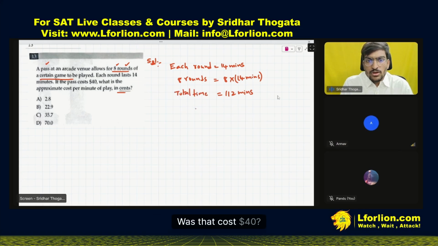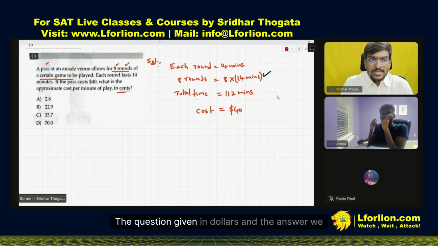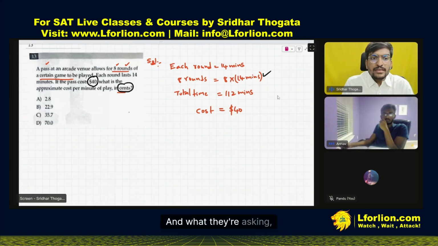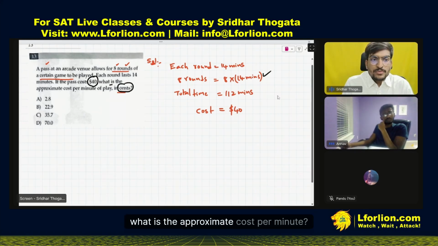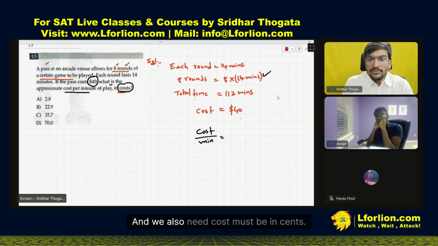What was the cost? $40. Here we did one conversion in the beginning and there is one more conversion. The question is given in dollars and the answer we need is in cents. And what they're asking is, what is the approximate cost per minute? Approximate cost per 1 minute they are asking. And we also need the cost to be in cents.